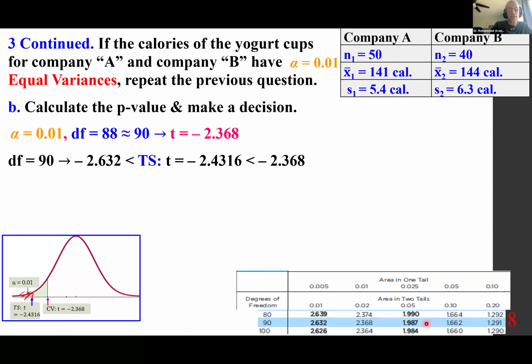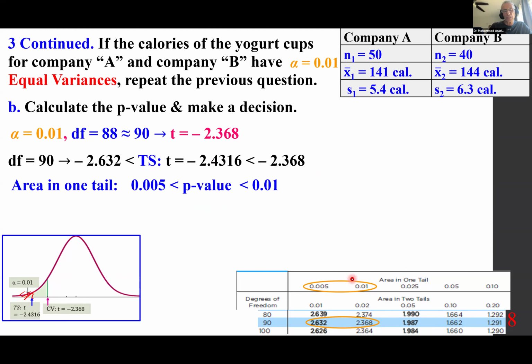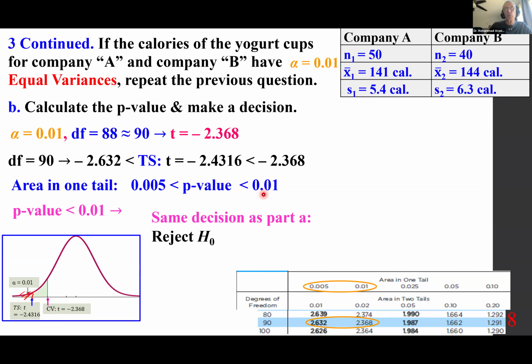And we don't find it here, but it's between these two numbers, between 2.632 and 2.368. The negative is also between those two. And this is a one-tail test. So the area in one tail is between these two numbers. So the p-value, as a result, is between these two numbers. Again, limitation of a table. Whereas alpha is 0.01, the p-value, no matter what, is less than alpha of 0.01. Same decision as part A, reject H0. And we're done with that.